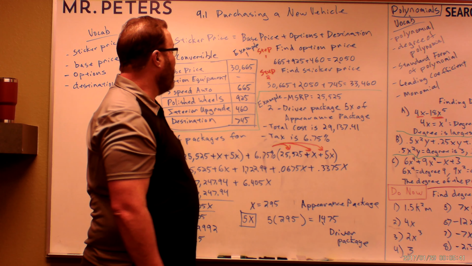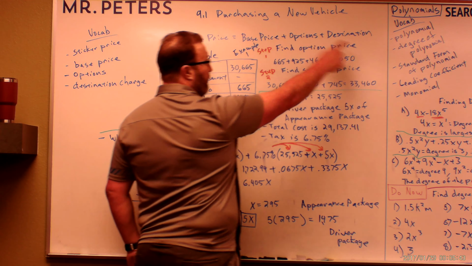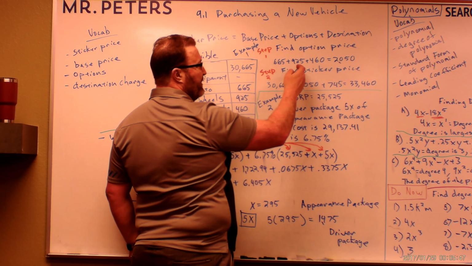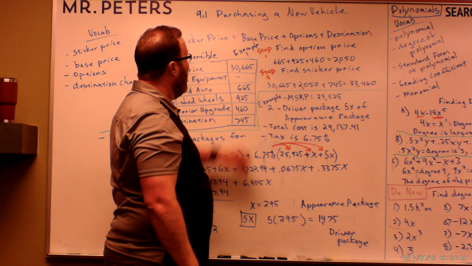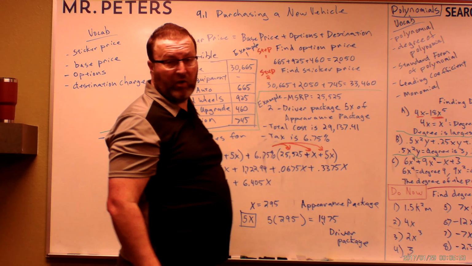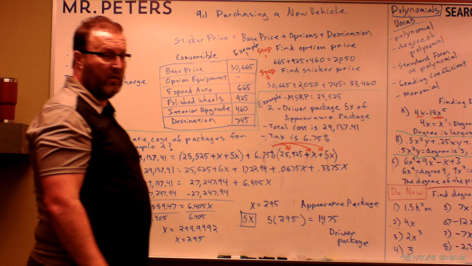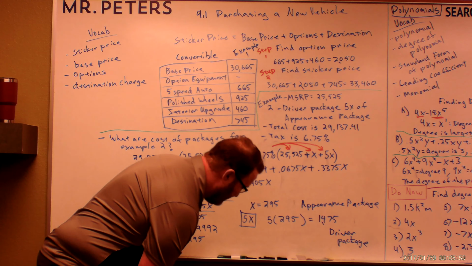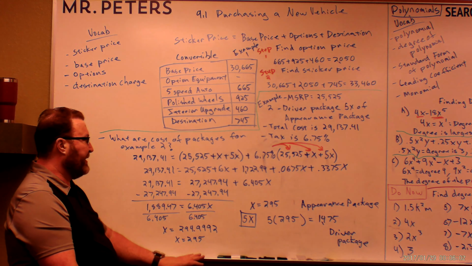Okay? So the way I would do this, write the formula out at the top of your paper, and then as you read the questions, drop the options down and then add them together. This is always going to be 1. This is always going to be 1. This one's going to be multiple. Are we clear? You're not going to have multiple destination charges. You're not going to have multiple base prices. Okay, how about example 2?